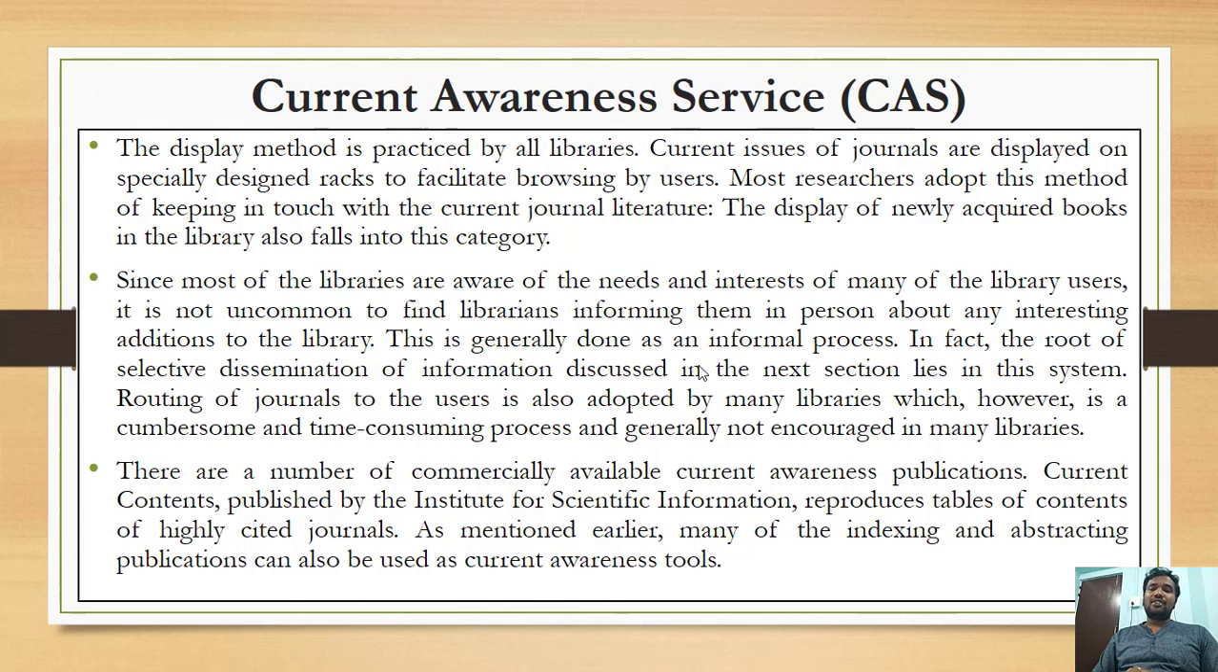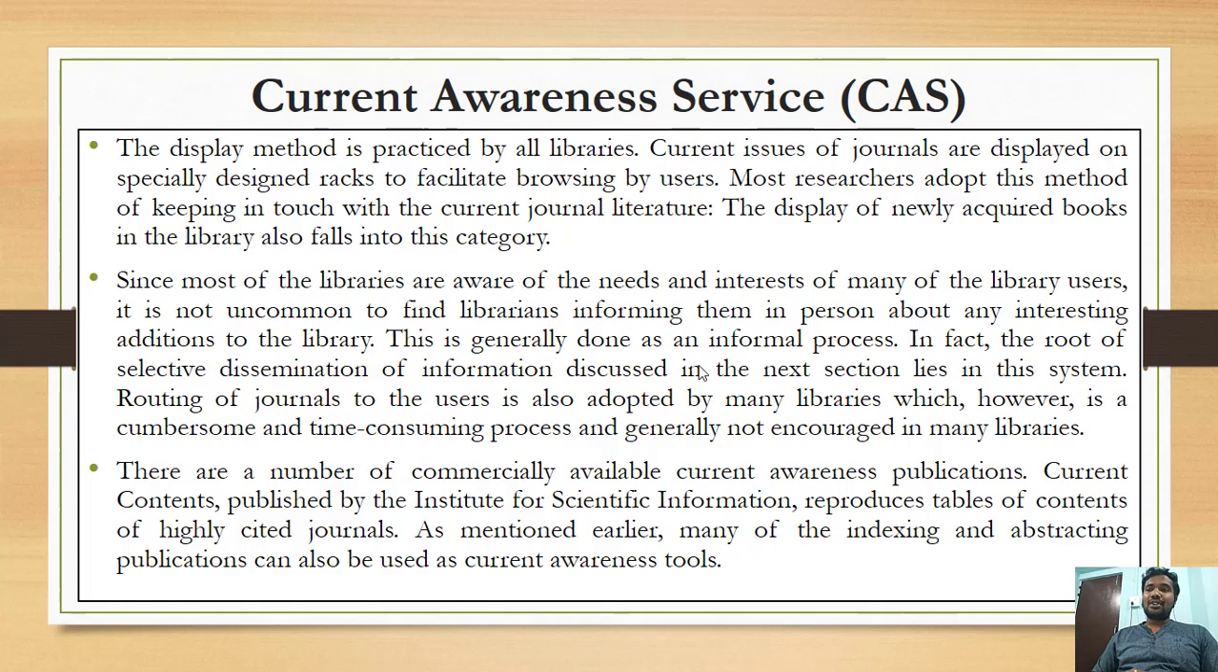Current issues of journals are displayed on specially designed racks to facilitate browsing by the users. Many researchers adopt this method of keeping in touch with the current journal literature. The display of newly acquired books in the libraries also falls into this category. Say you display the availability of the current issue in the pigeonhole racks of the periodical section, or on the display board, or you take out the book jackets, the front cover, or you photocopy that front cover and put it on the display board or on the rotating racks, so that the user will come to know what new books are acquired in the library and what new journal issues are received in the libraries.